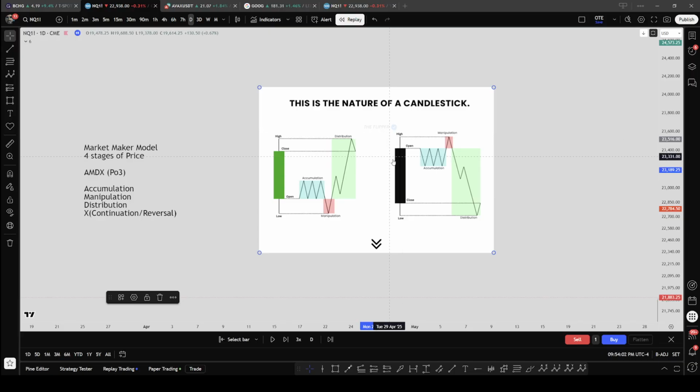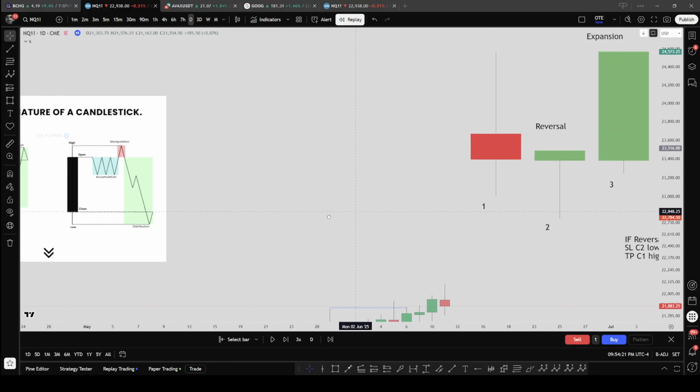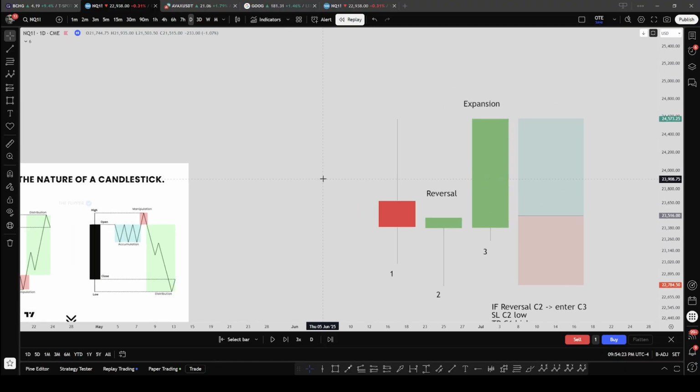Now it's going to be the opposite for the bearish candle. So you open high, accumulate, manipulate, distribute down, so that means you close low. I think that was some good background to fully understand the macro and the context of how the candles are forming.